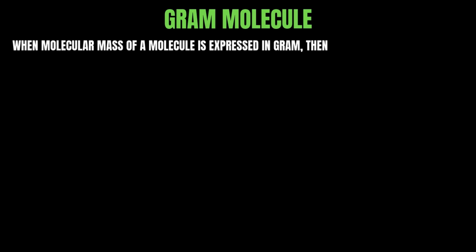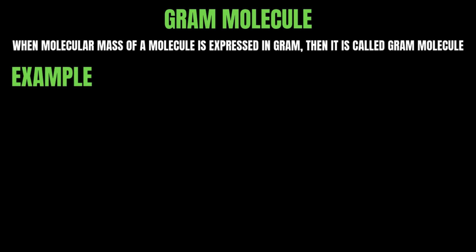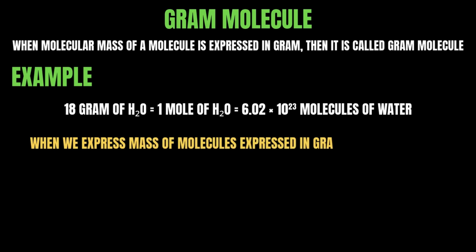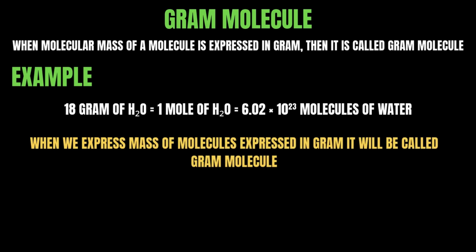Now, let's understand gram molecule. We can define it in such a way that when molecular mass of a molecule is expressed in gram, then it will be called gram molecules. Again, I will explain this with an example. As we know, 18 grams of H2O is equal to 1 mole of H2O, and this is equal to 6.02 × 10^23 number of molecules of water. As it is clear from here, when we express the mass of molecules in grams, then it will be called gram molecule.